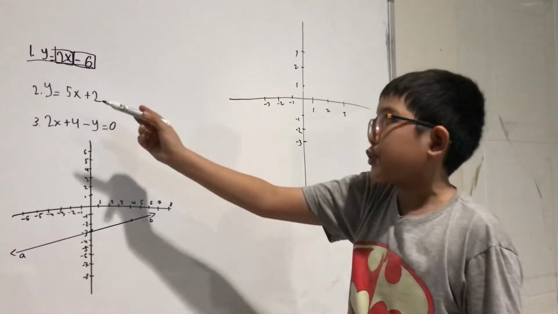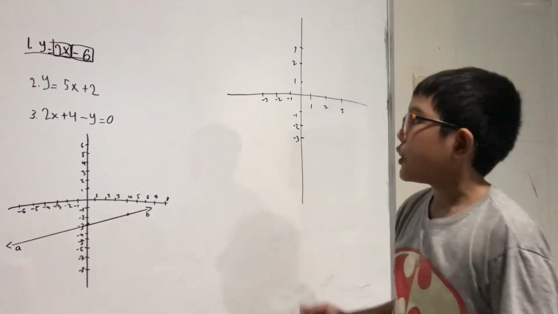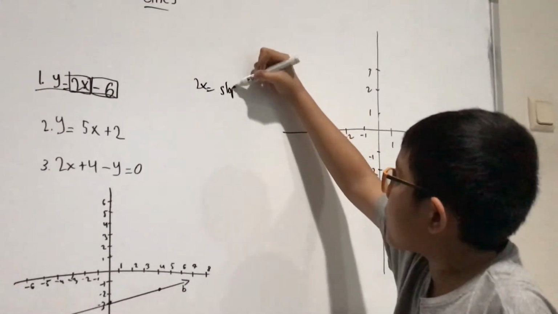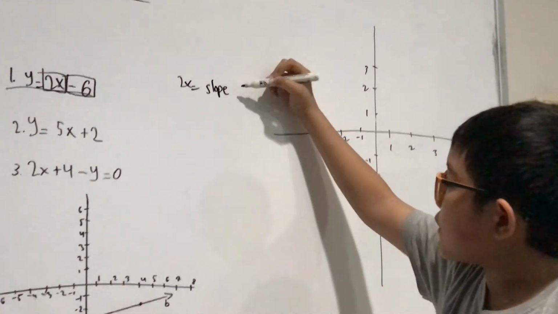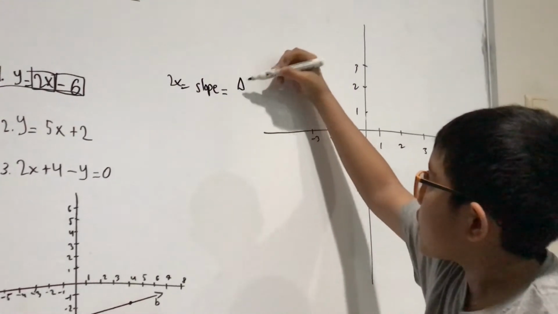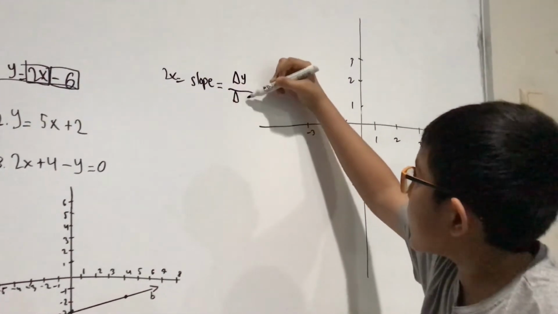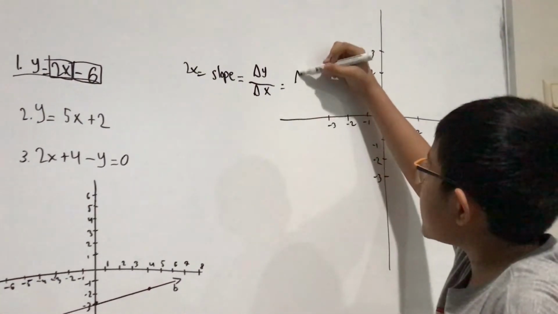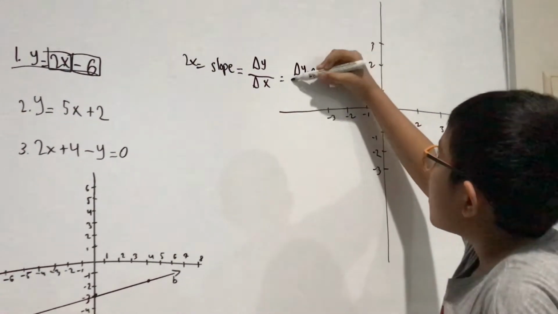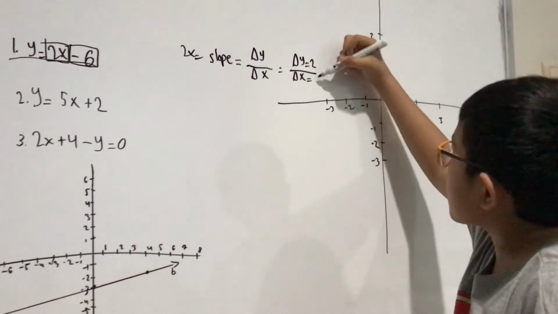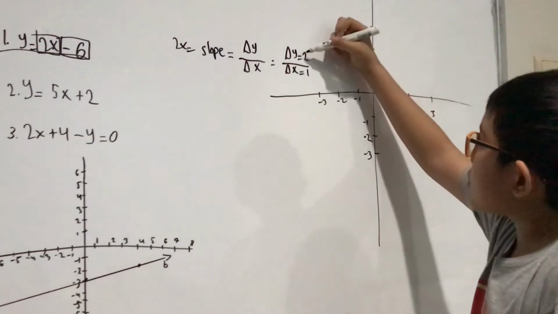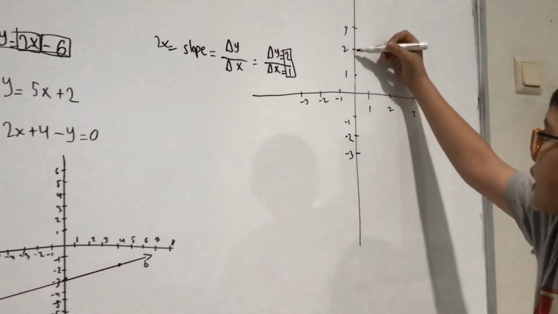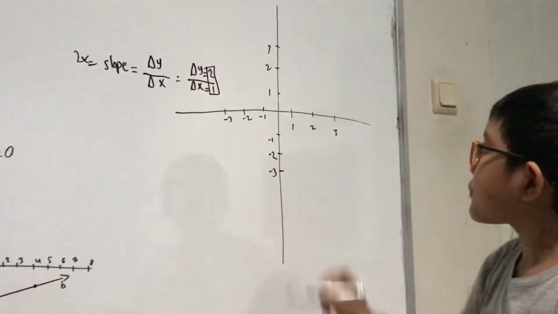And each of these numbers represents the structure of the line. So 2x is going to be equal to the slope. And remember, the definition of a slope is equal to change in y over change in x. So because it's 2x, it's going to be equal to change in y, which is equal to 2, over change in x, which is equal to 1. So it's going to be 2 over 1. So every time it moves 2 in the y direction, it moves 1 in the x direction.